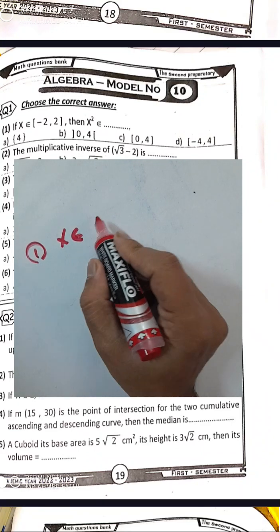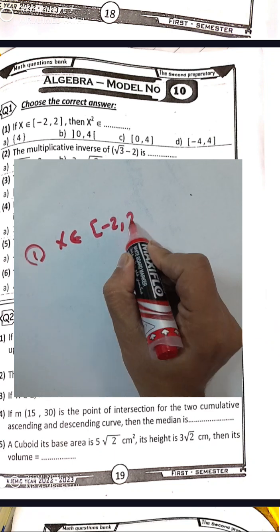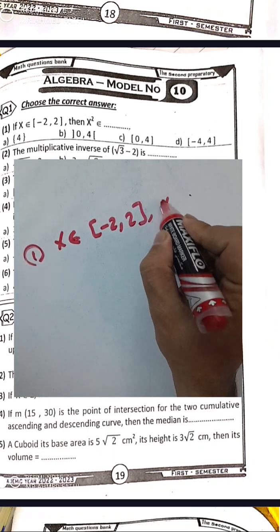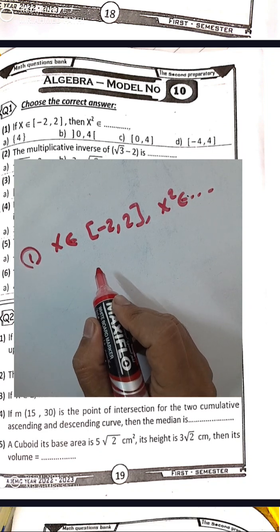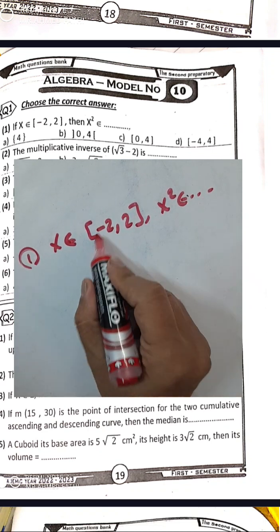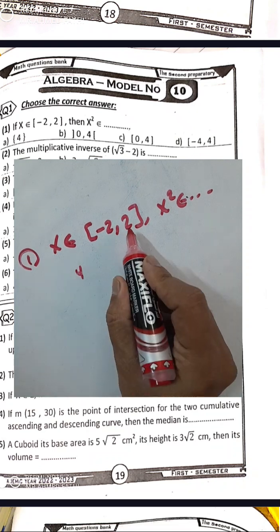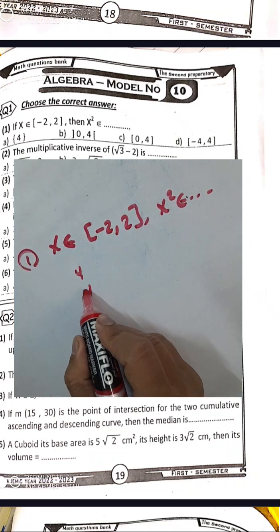x belonging to the closed interval from negative 2 to 2. You want to find x² belonging to what set. Okay, we can find x² by squaring negative 2, it will be 4, and squaring 2, here it will be 4.